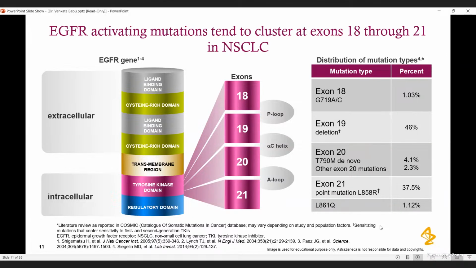And exon 20 is the most resistant mutation, where the T790M mutation can occur in 1 to 2% of cases, followed by other exon 20 mutations, which are also relatively resistant to the TKIs. But we should also remember that when we are seeing exon 20 in the NGS report, we should see whether it is an EGFR mutation or a HER2 mutation, because this is one mutation that can be present in both the genes.